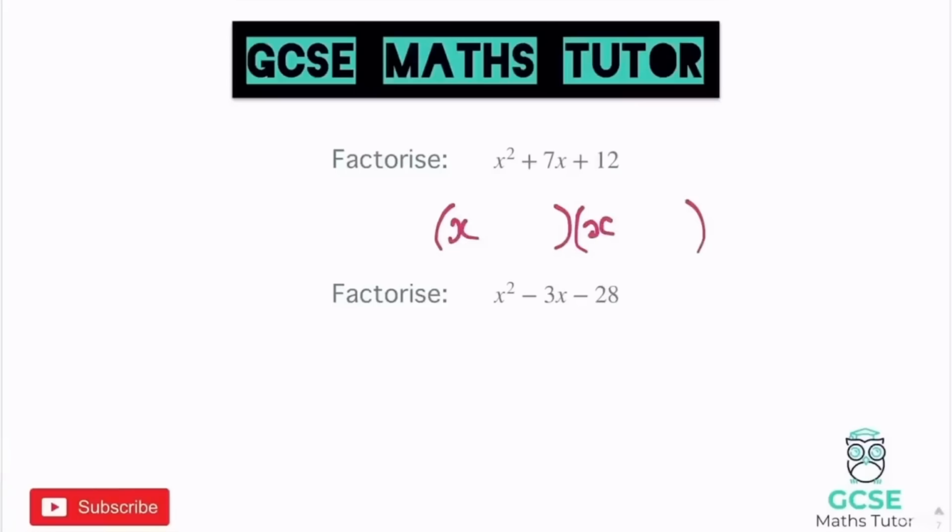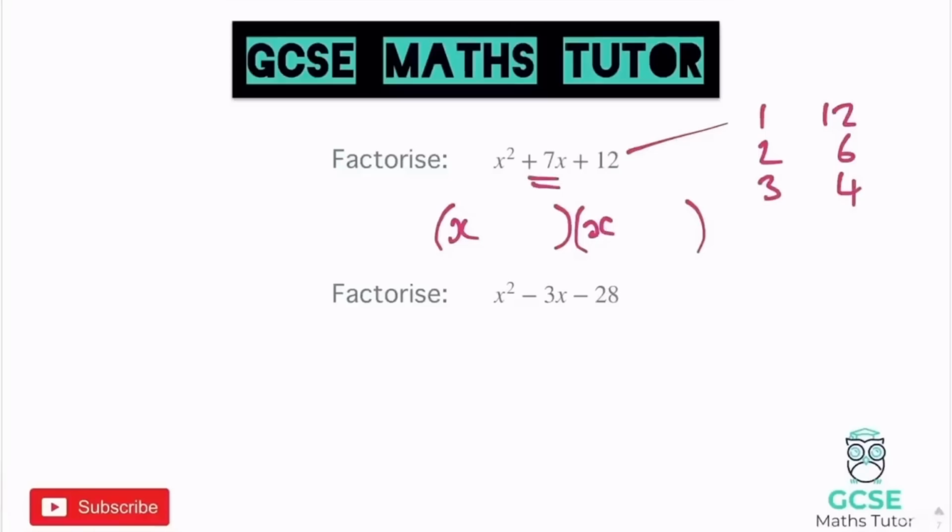So looking at the 12, we know it's going to be a pair of numbers that multiply to make 12. So I always write these down. We can have 1 and 12, 2 and 6, or 3 and 4. Now we just need to have a look at these numbers, because we've got a 7x in the middle, so they have to add up to make 7.